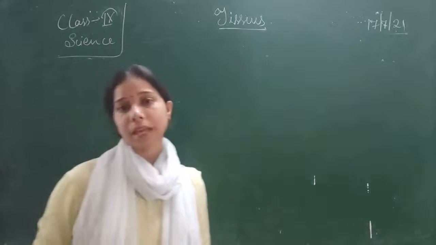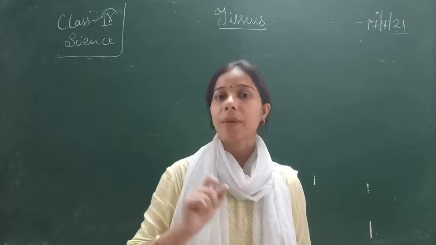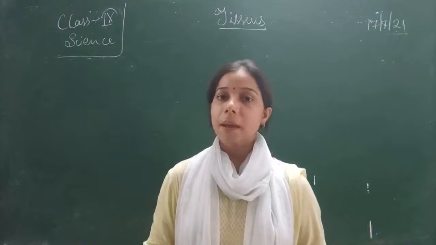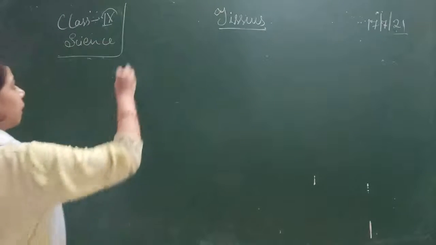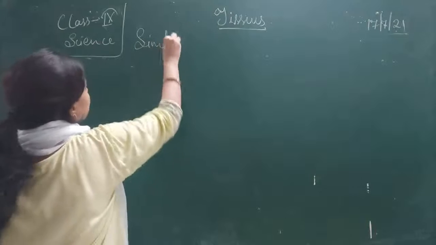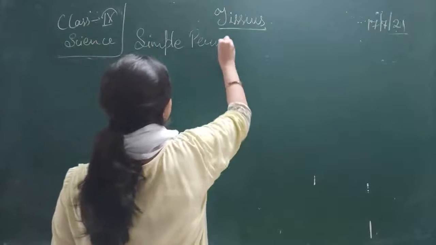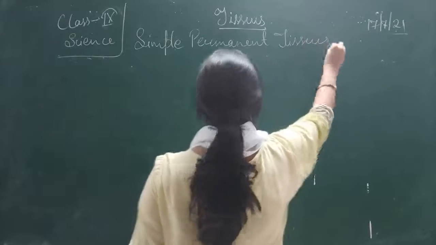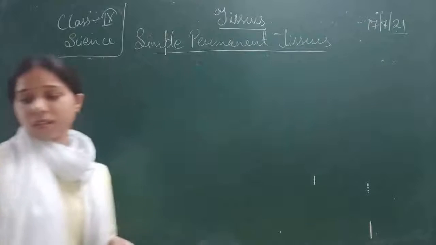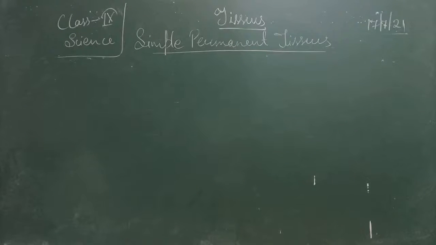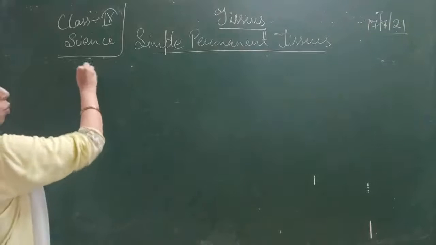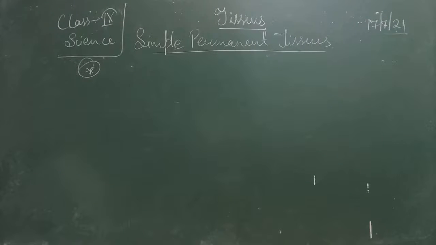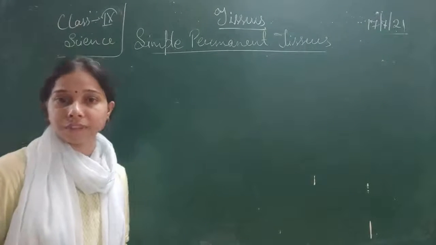Permanent tissue is also classified into two, simple permanent tissue and complex permanent tissue. And simple permanent tissue is classified into three, that is parenchyma, collenchyma and sclerenchyma. Simple permanent tissues are composed of only one type of cell, and therefore their composition is uniform.